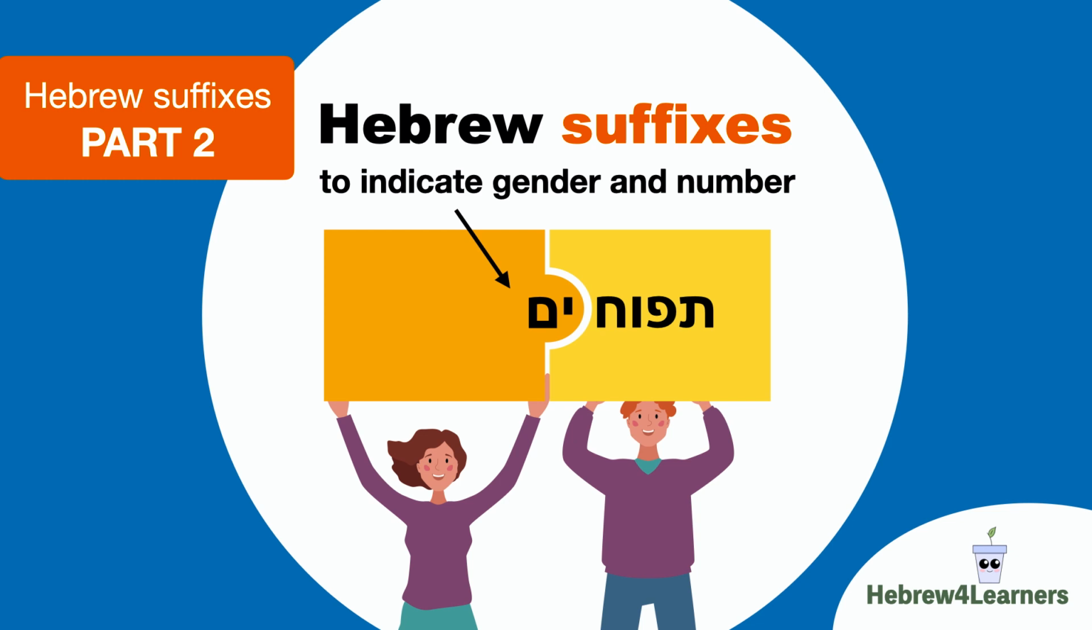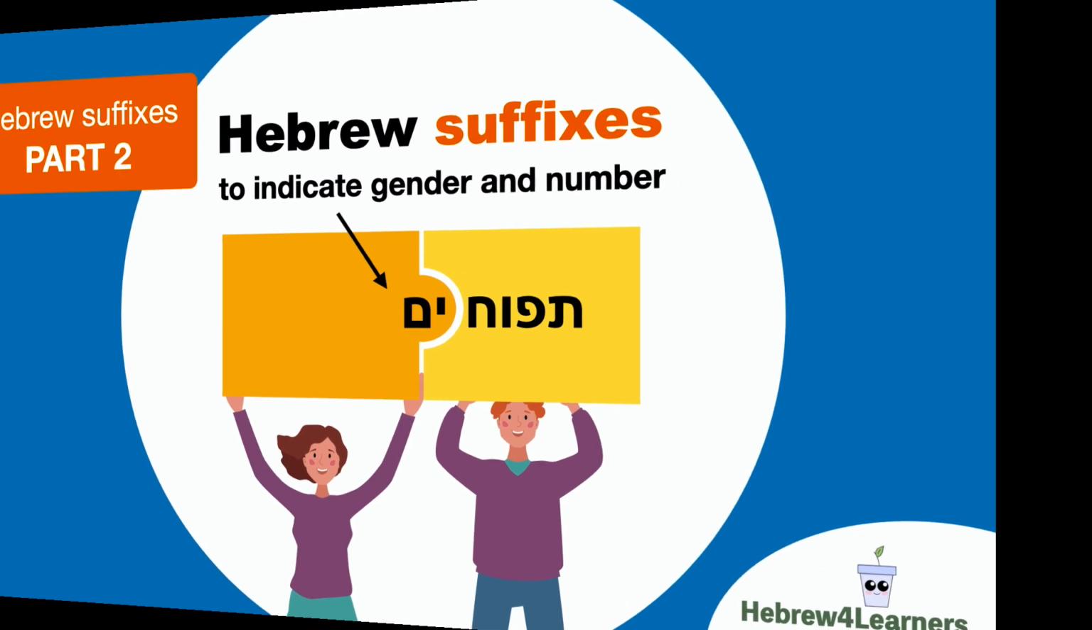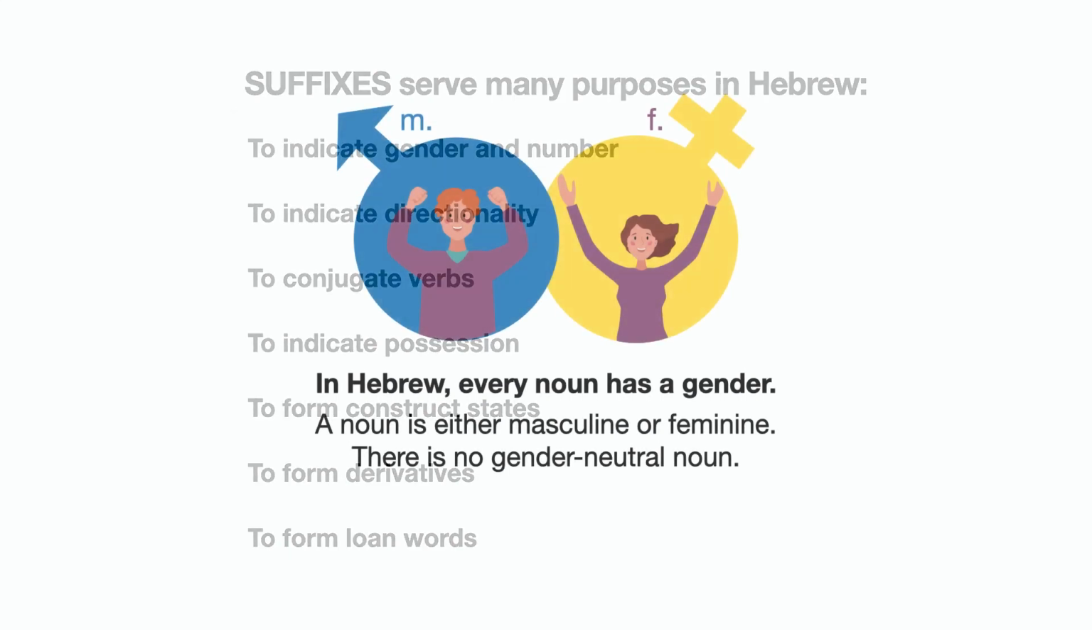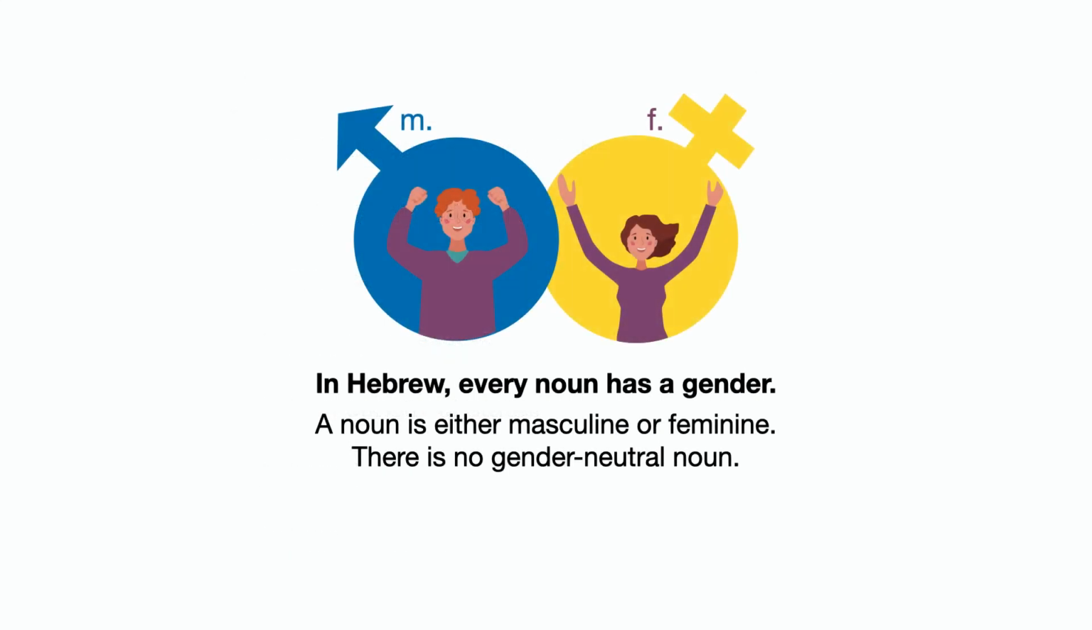In this lesson, we're going to take a close look at how Hebrew suffixes are used to indicate gender and number. Let's go! Indicating gender and number is one of the many important purposes of suffixes in the Hebrew language. In Hebrew, every noun has a gender. A noun is either masculine or feminine. There is no gender-neutral noun.